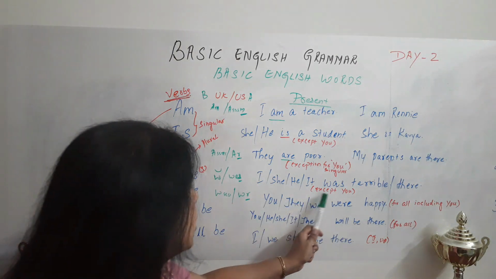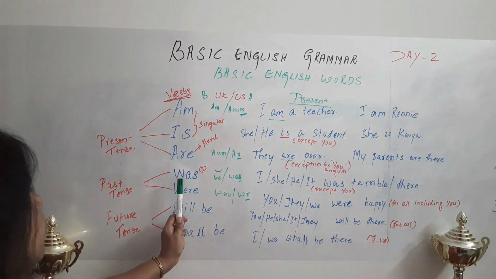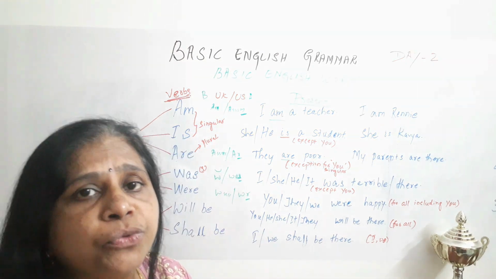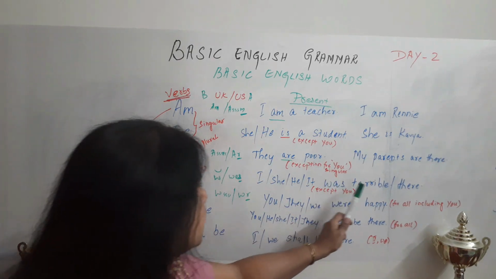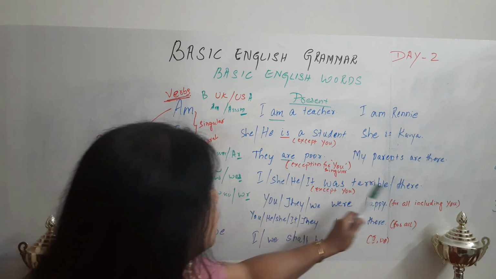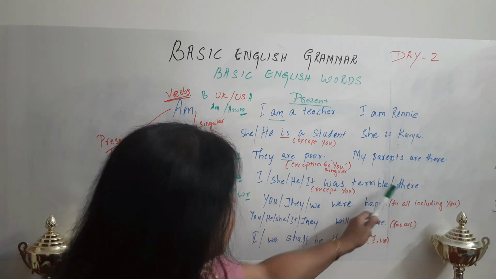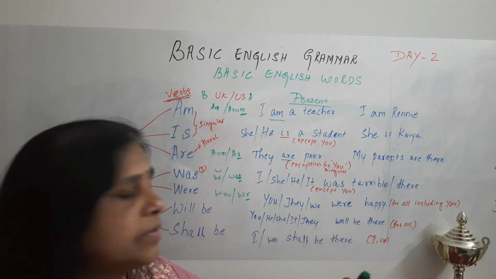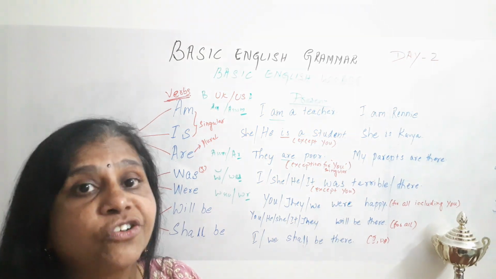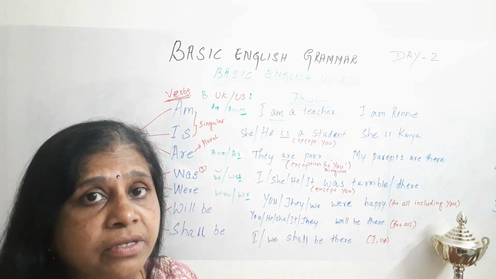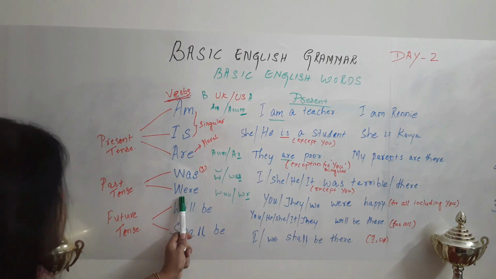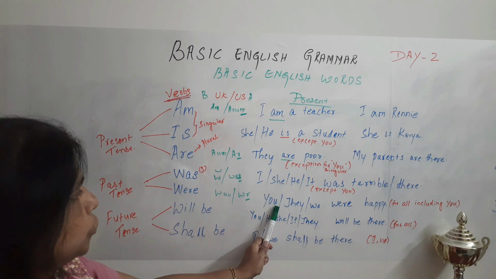Right? Except you. We are not using "was" for you. Apart from you, all others can use "was": I was terrible, I was there, she was there, he was there, it was there. But we are not telling "you was". "You was" is wrong because we use "were". That is the next one, "were" for you. Alright.